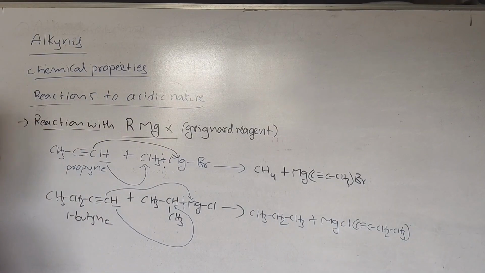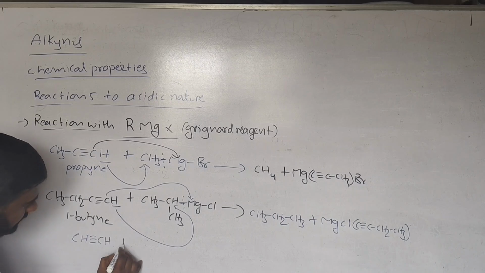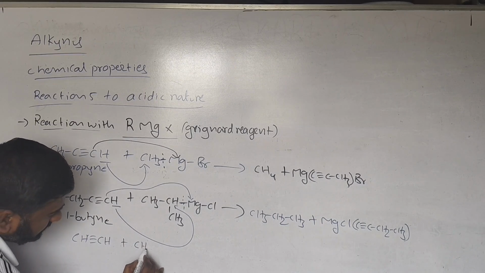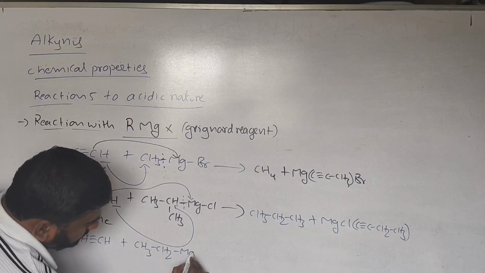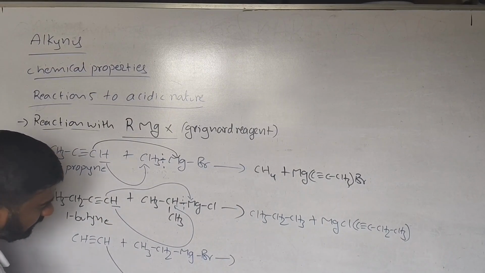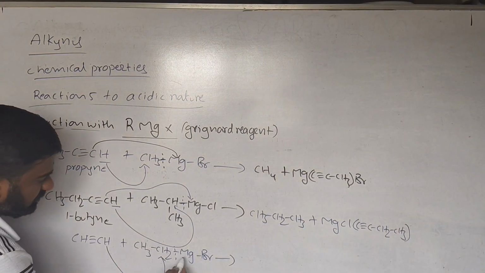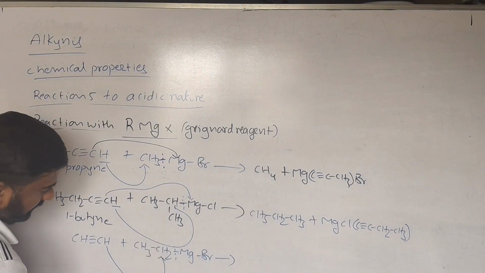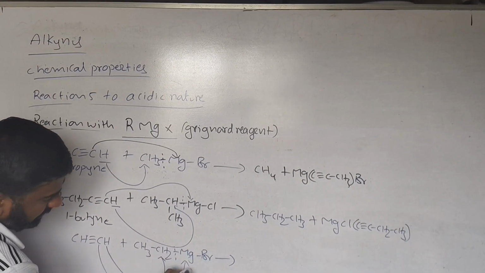In this way. Suppose you take the first compound, CH triple bond CH, and react it with CH3 CH2 MgBr. What is happening here? From this also one hydrogen, the acidic hydrogen, you have to add to this carbon by breaking this bond. The remaining part you have to add to the Mg.